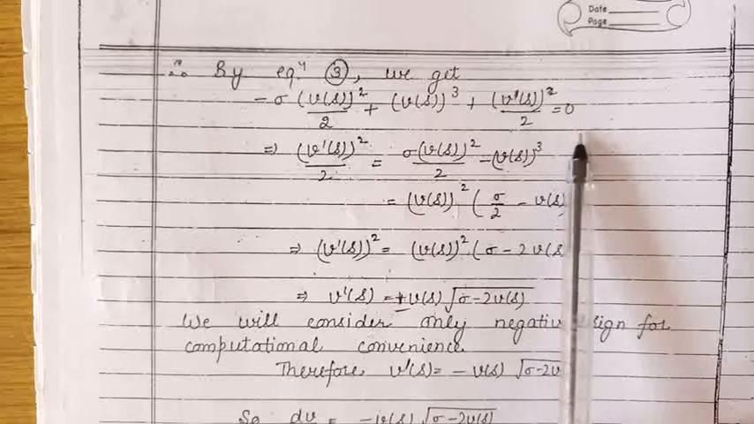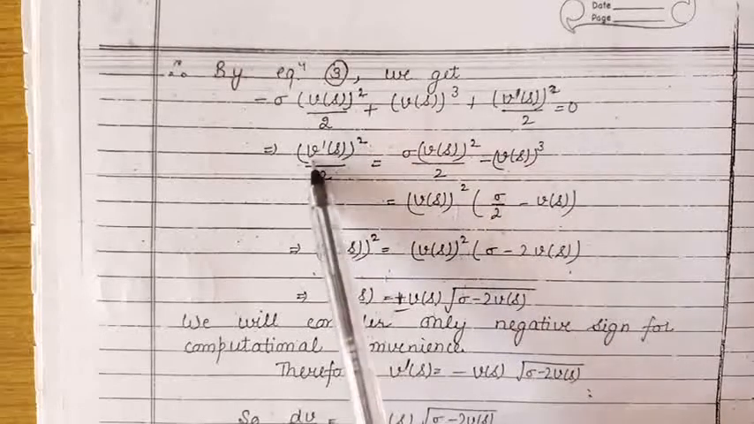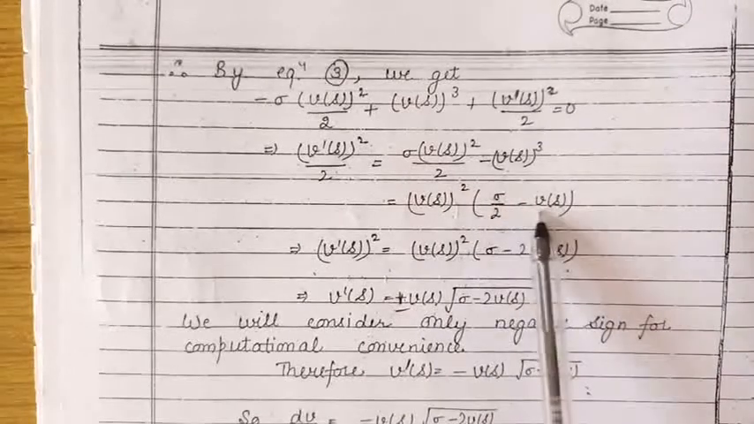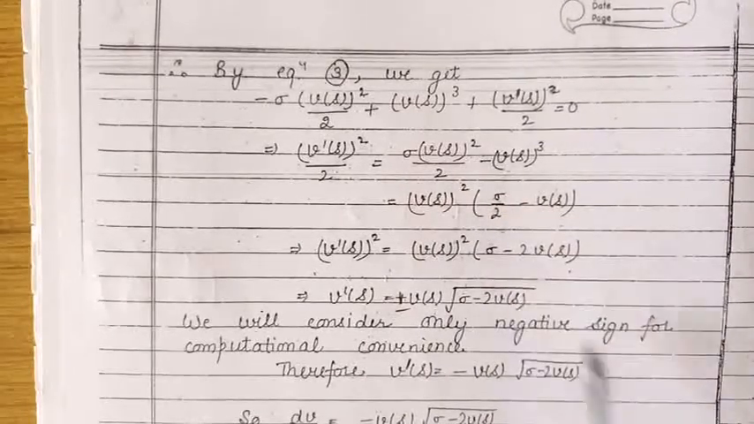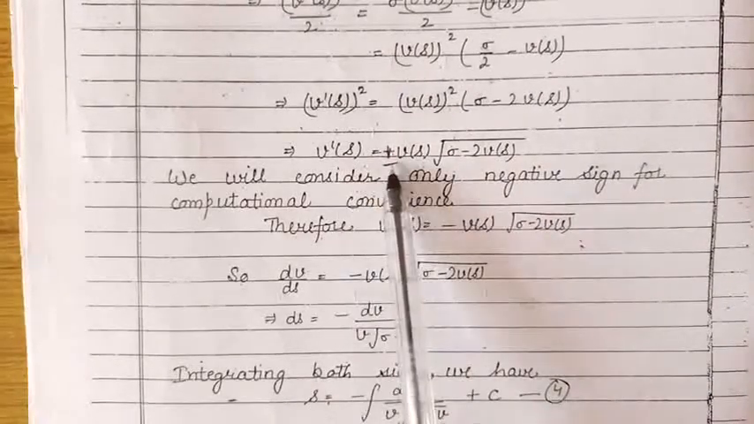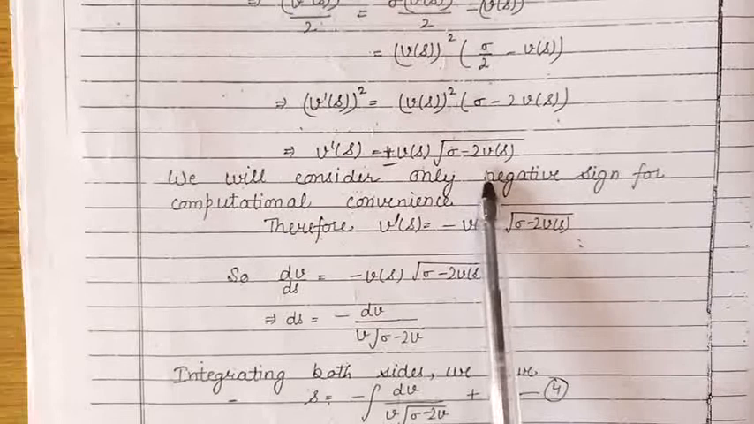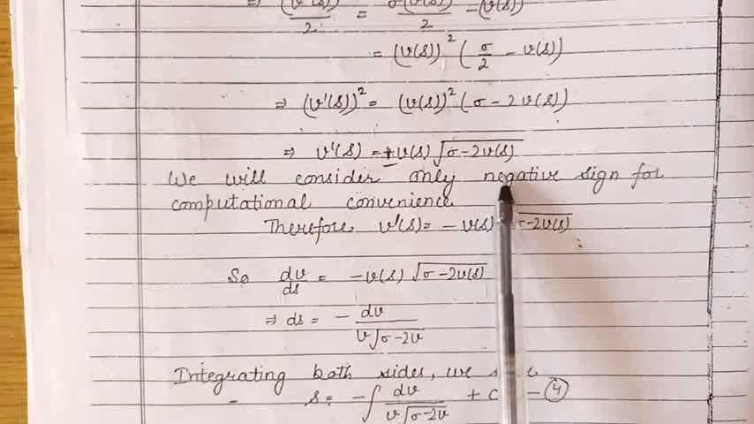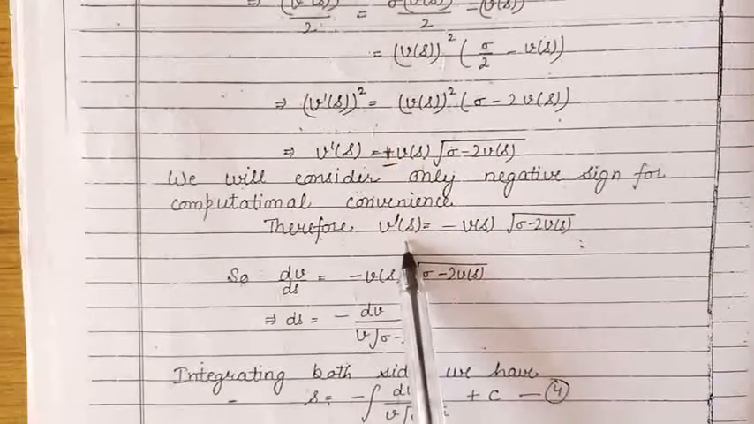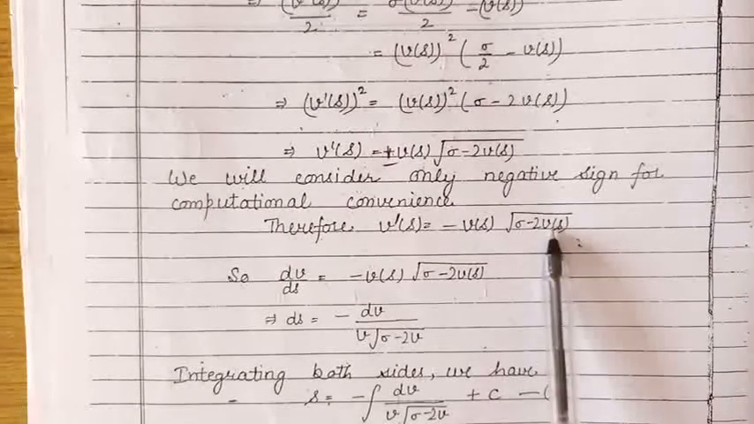From here, let us find the value of v dash. So from here we have v dash square by 2 is equal to v square into sigma by 2 minus v. Taking LCM here and then taking square roots, we get v dash is equal to plus minus v into square root of sigma minus 2v. For our computational convenience, let us take only the negative sign here. So we get v dash is equal to minus v into square root of sigma minus 2v.